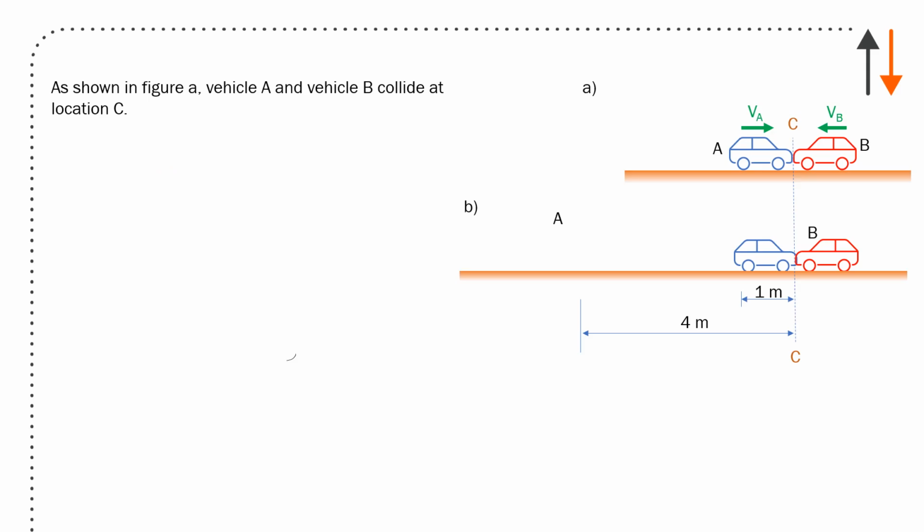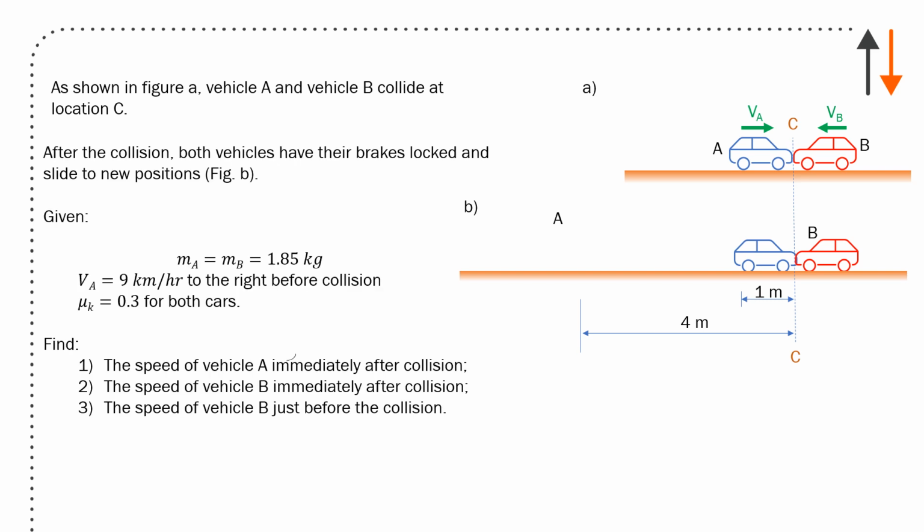looked at a toy vehicle or toy vehicles. And what's happening is that you have two vehicles, A and B, that are going to collide, and they collide at location C. After the collision, both vehicles have their brakes locked and slide to a new position. And so as they slide to the new position, they end up moving two different distances. The mass of each of the vehicles is the same, 1.85 kilograms, so it's toy cars.